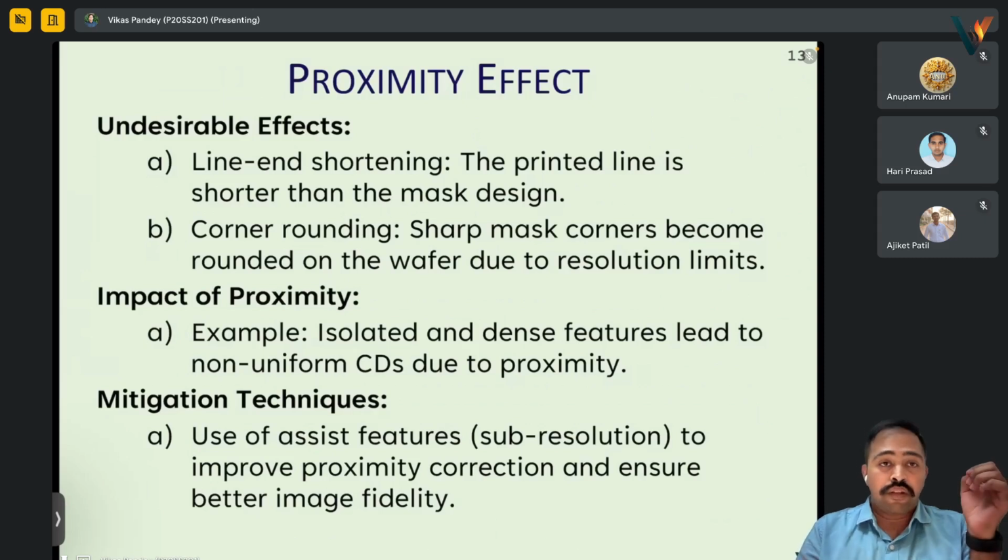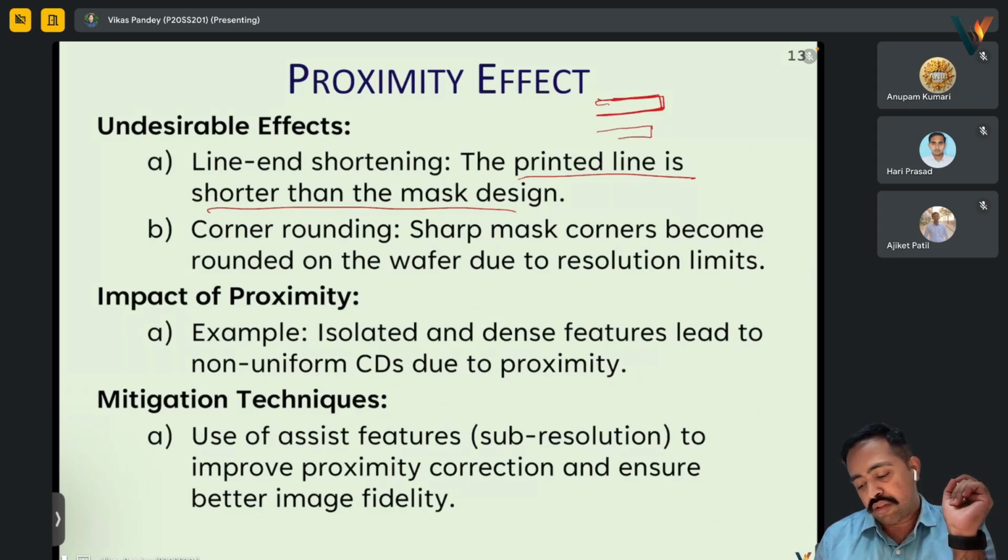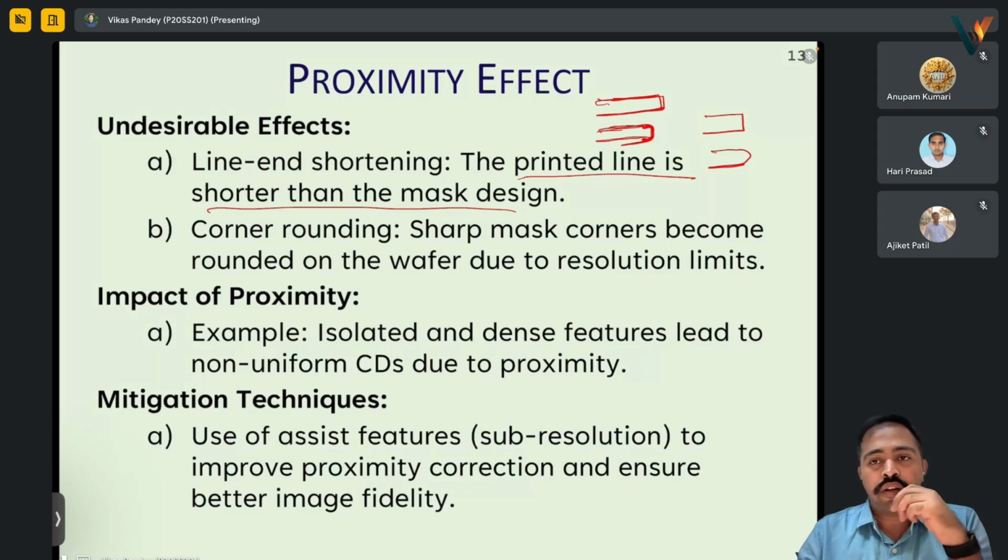So what is this proximity effect that we talked about? One is line end shortening. That is, the printed line is shorter than the mask design. So on the mask, the line was like this, but what we got on the wafer is a shorter line. Corner rounding. This is one of the most common undesirable effects where the corners will get rounded. So we made a sharp feature, but we got a rounded output.